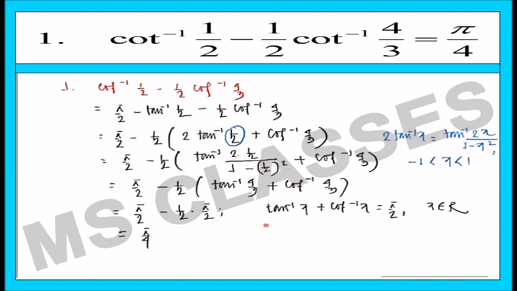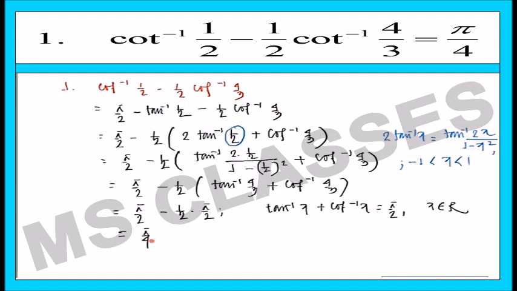From the beginning, it is cot inverse of half minus half of cot inverse of 4 by 3. So cot inverse of half is pi by 2 minus tan inverse of half, minus half of cot inverse of 4 by 3. Half is taken common, so this will be 2 tan inverse of half plus cot inverse of 4 by 3. The 2 tan inverse of x formula, you know, is tan inverse of 2x by 1 minus x squared. So that has been applied here, and we can apply that because the x which we have here is less than 1 but greater than minus 1. Now we got this, this is a real number, we can apply this formula.